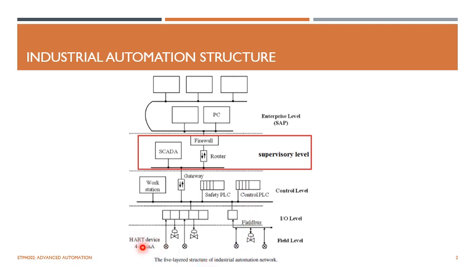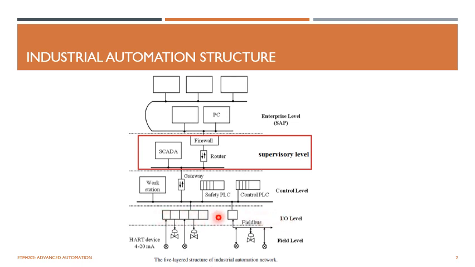Starting from the first layer, which is the field devices. They could be sensors, actuators, and so on. Some could provide the data as a 4 to 20 milliamps signal or a 0 to 10 volts signal. Sometimes they could communicate using methods like RS-232, RS-485, or Ethernet, and then it goes to the I/O level.